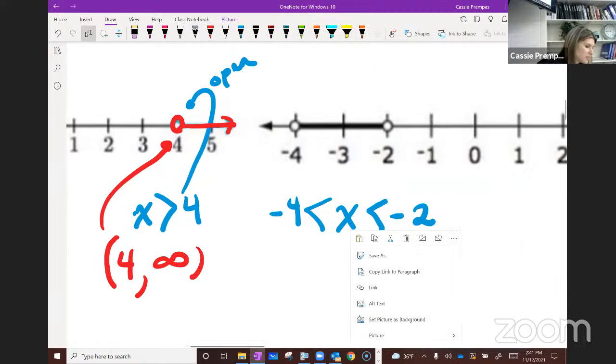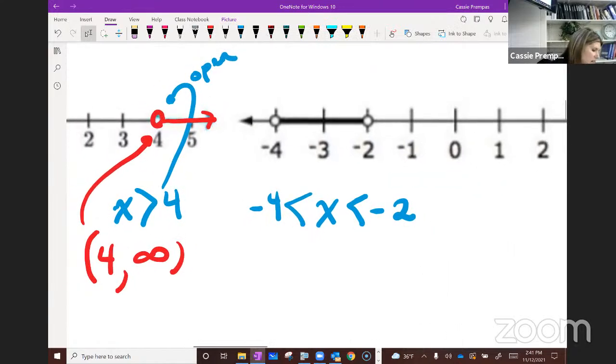The next one, it's a similar situation. X can't actually equal -4. It would be everything after -4. So to tell the reader that it can't actually be -4, I would start with -4, but what symbol would I put around it? Parentheses. Now, where does this solution set stop at? -2. Would I put a parentheses around that or a bracket? Parentheses, because it's an open circle.